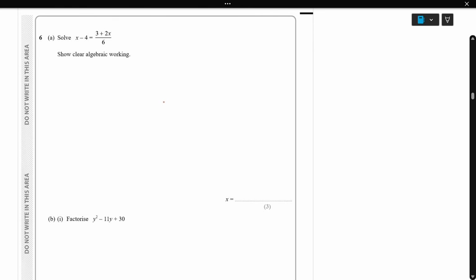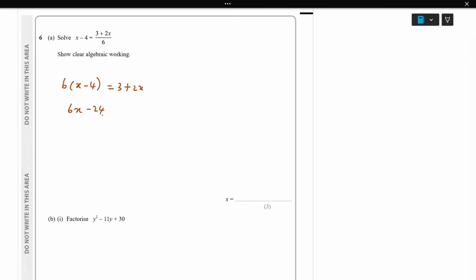The next question, number 6. Solve (x minus 4) equal to (3 plus 2x) by 6. First I'll bring 6 to the left side, so which is 6 times (x minus 4) equal to 3 plus 2x. Expand: 6x minus 24 equal to 3 plus 2x.